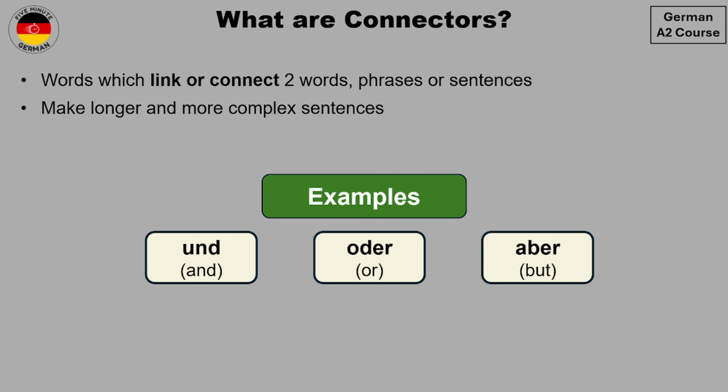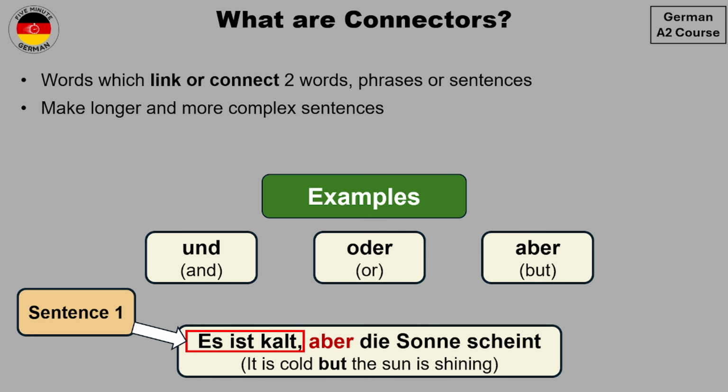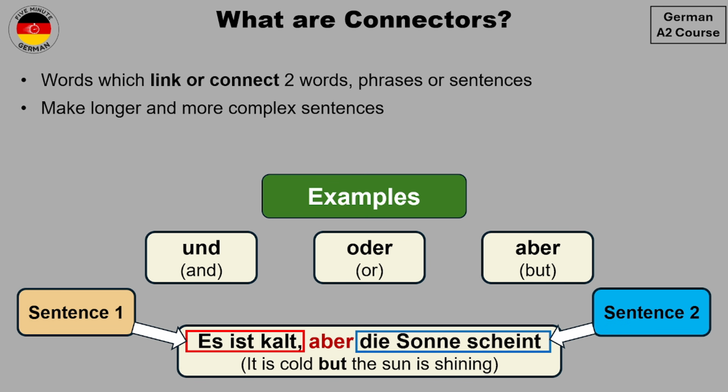An example sentence with aber can be Es ist kalt, aber die Sonne scheint. Now in this sentence, we have connected two sentences. Sentence number 1 is Es ist kalt and sentence number 2 is Die Sonne scheint. And we have connected them using aber, which shows contrast between the two sentences.